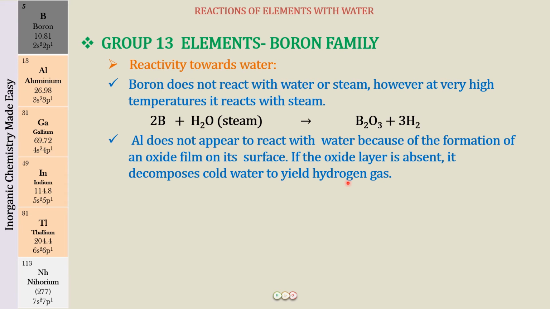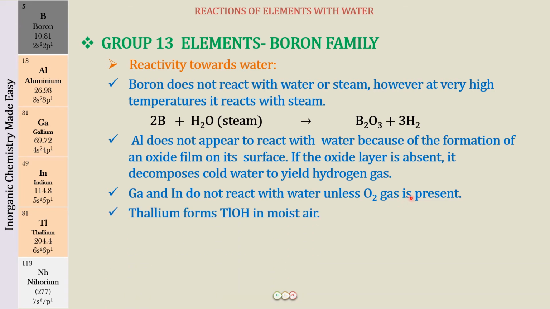And a very important application of this you can remember: why do we use a pressure cooker made of aluminium to cook food? How do we use aluminium utensils for cooking? This is because of the formation of an oxide layer on the surface during the first initial use, and after that it is safe to use while cooking food with water. The next we have is gallium and indium. Gallium and indium also do not react with water unless oxygen gas is present. And the last is thallium.